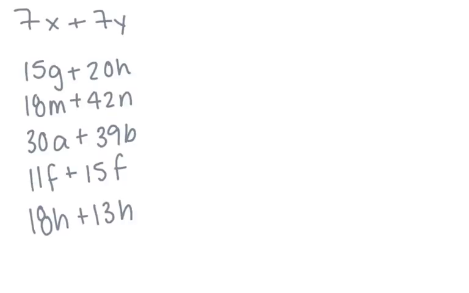All right, let's do some more examples, and this is going to be the lightning round. I'm going to put a bunch of them on the screen. I'm going to give you some time. You may also pause the video and figure them out, and then I'm going to show you all the answers. Cool? Cool. All right, so you're going to have 7x plus 7y, 15g plus 20h, 18m plus 42n, 30a plus 39b, 11f plus 15f, and 18h plus 13h.